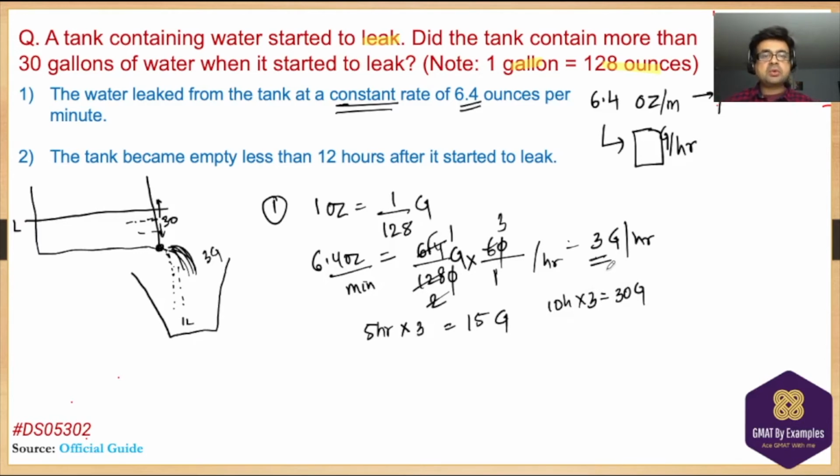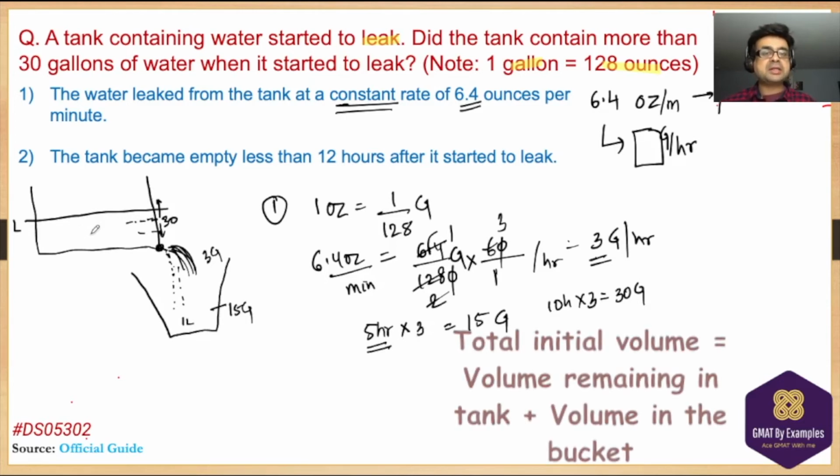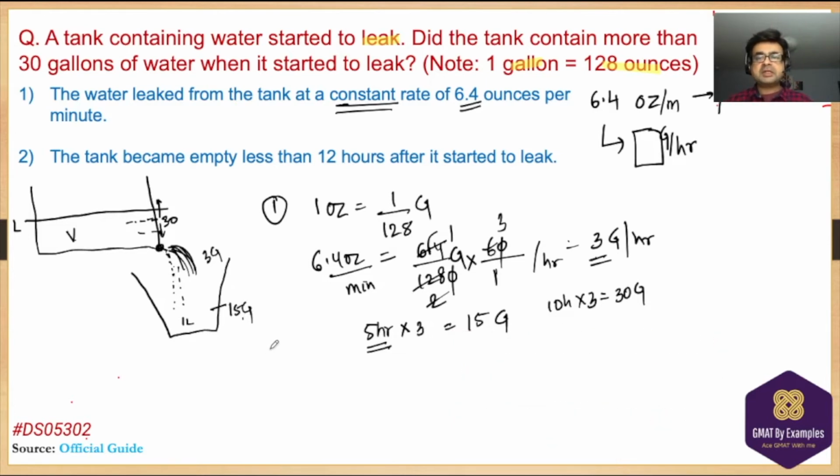The thing is, we don't know how long it has leaked for and what is the remaining volume. So other possibilities: let's say it has leaked for 5 hours, which means about 15 gallons has collected here, but it has not emptied yet. It is still leaking, in which case there would be some volume of water here. So the total initial volume would be 15 gallons plus this V. Right? So basically we don't know anything, and hence 1 is definitely insufficient by itself.